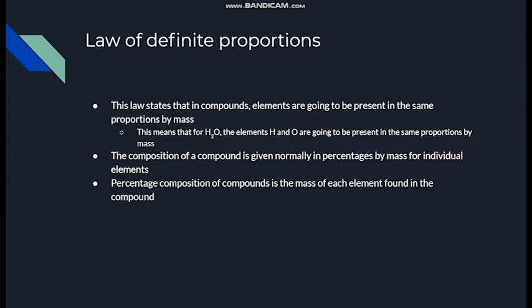So, just to reiterate, this means that for water, or H2O, for example, the elements hydrogen and oxygen are going to be present in the same proportions by mass. The presence of hydrogen and oxygen is directly related to the mass of those two elements. Now, the composition of a compound is normally given in percentages by mass for individual elements. And the percentage composition of a compound is the mass of each element found in the compound.